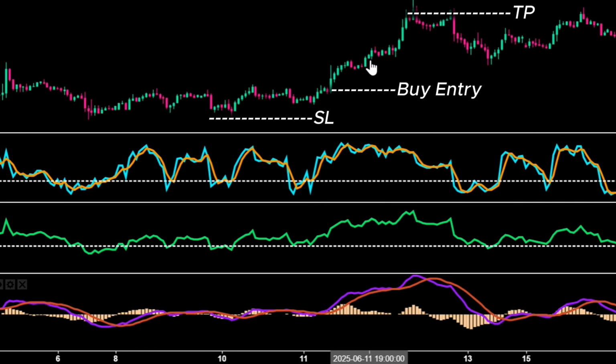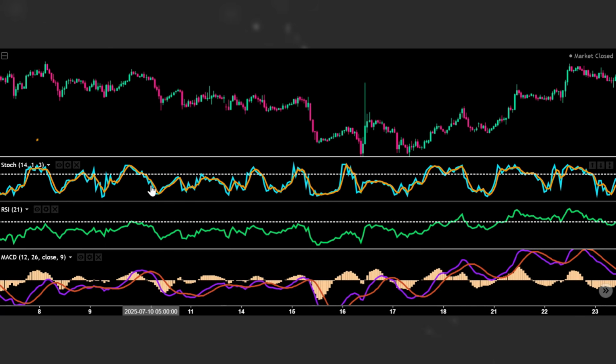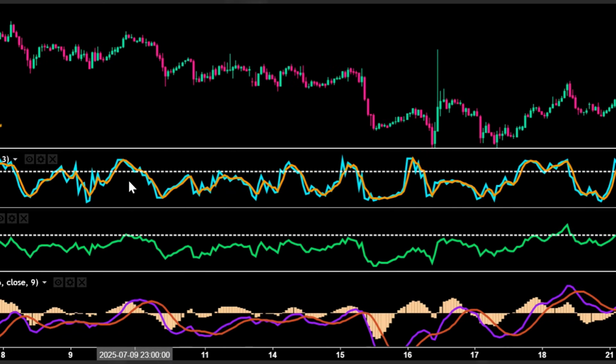And remember, even if the stochastic moves up but RSI or MACD don't confirm, don't take the trade. Patience is key. Now let's check a sell setup. First, look at the stochastic. Both K and D lines are in the overbought zone, above 80. The market looks ready to drop.